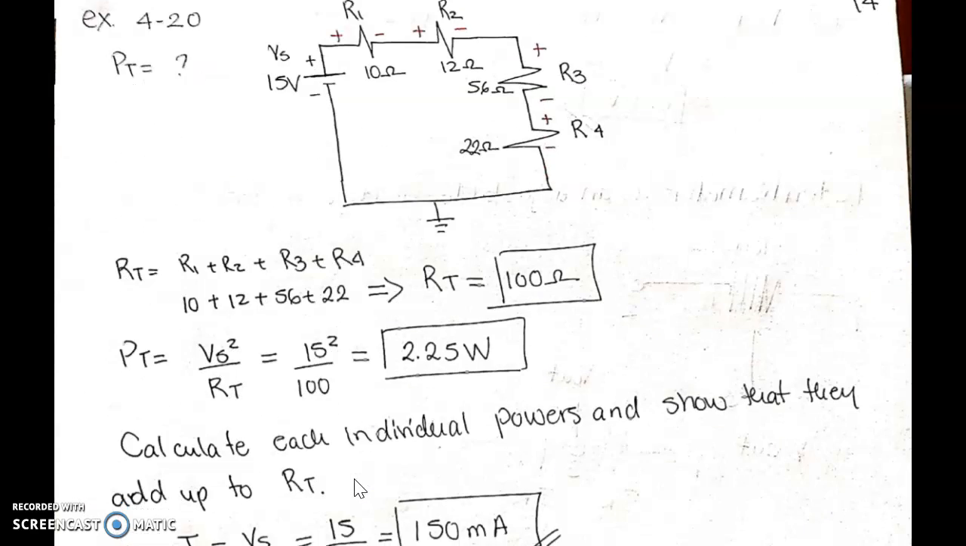So in this example right here, it says, what is the P total? I have my different resistors, I have my source, I find my R total, and I find 100 ohms to be my R total. From here I can find my P total, right? Voltage squared divided by R total gives me 2.25 watts. This formula is interesting because I never had to find the current.